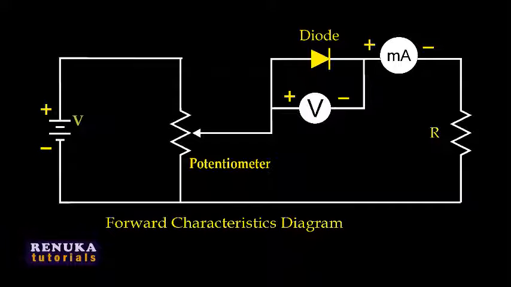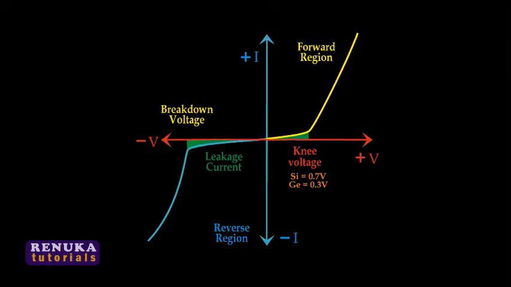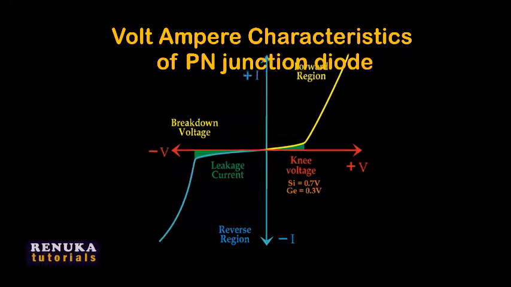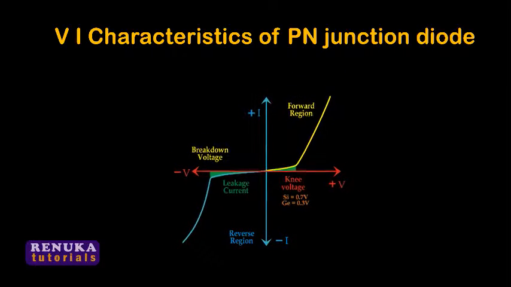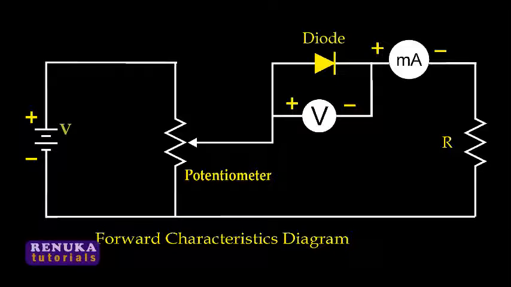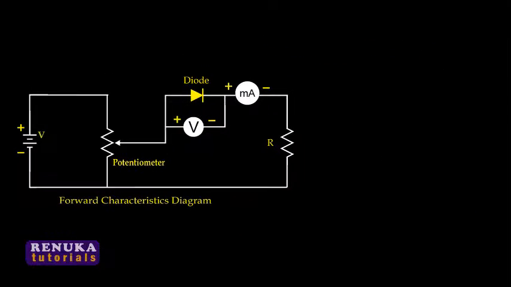So we have to take the readings of applied voltage to the diode and the current flowing through the diode. The relationship between the applied voltage and the current in the diode will give the graph, and this graph is called the volt ampere characteristics of PN junction diode, or VI characteristics of PN junction diode. Now if the applied voltage is varied gradually in increasing order from 0, what will happen to the voltage and current? Let us see in the graph.